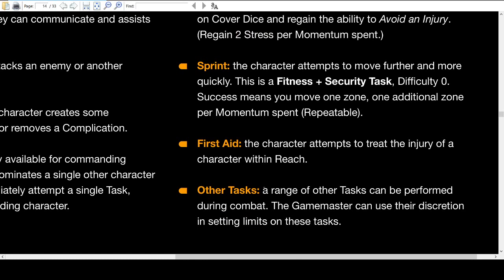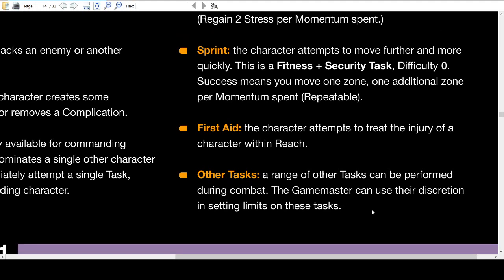Okay, and lastly we have other tasks. A range of other tasks can be performed during combat. The game master can use their discretion in setting limits on this task. So this is all fine and dandy, having a placeholder for all other tasks, and I believe even in Dungeons and Dragons there's actually options for the DM to say that there are other actions that the players can perform, but at this point that falls into the GM's authority and arbitration, and the fruitful void, you could say, into how this task should be defined.